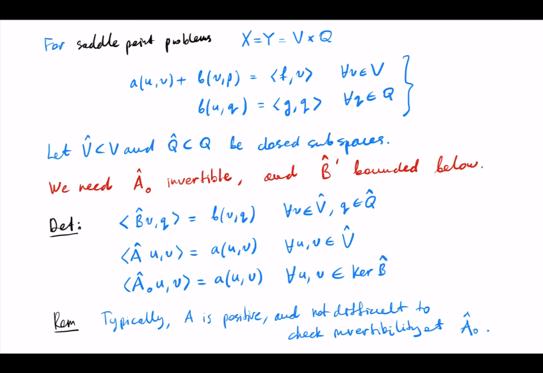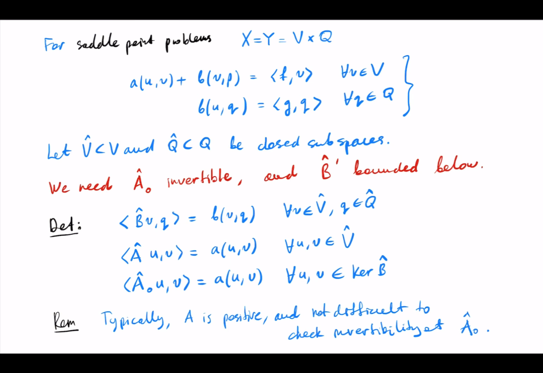And recall that we need invertibility of this operator here for the invertibility of the discrete operator corresponding to the saddle point problem, and we need the bounded below condition for B hat prime. Now, usually in practice, we will have this A positive, and checking the invertibility of A hat 0 will not be very hard.